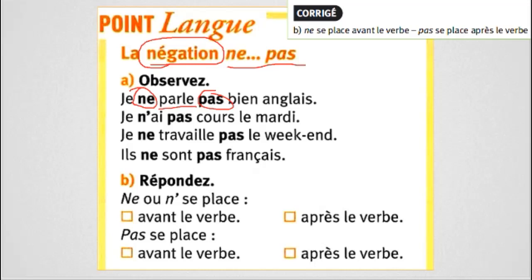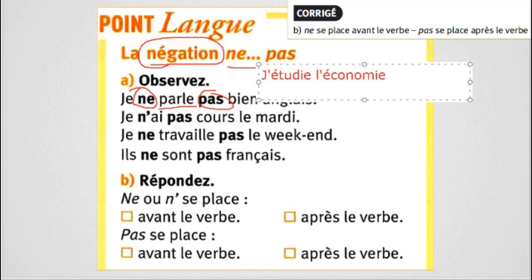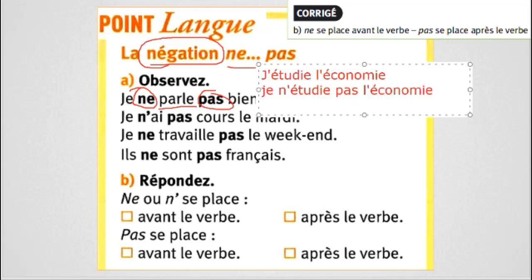If I say, j'étudie l'économie, and I want to say I don't study economics, how to say that? Je n'étudie pas l'économie. When I say that, you are students, tu es étudiant.